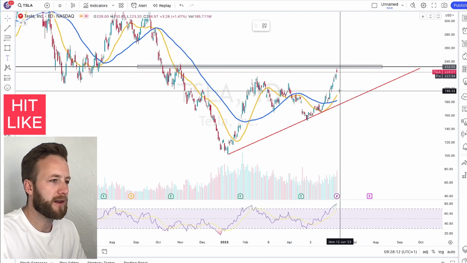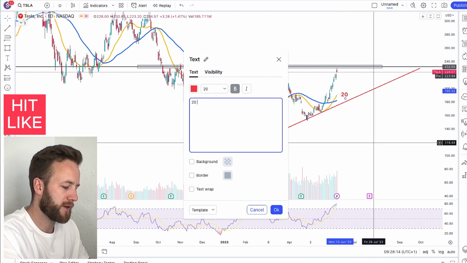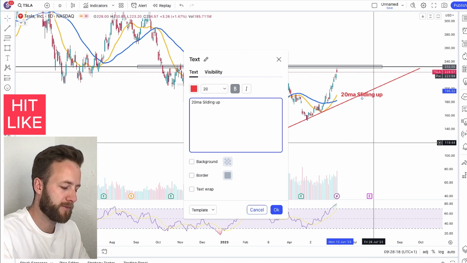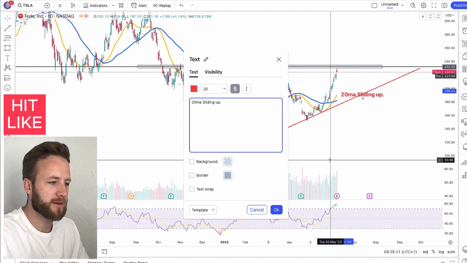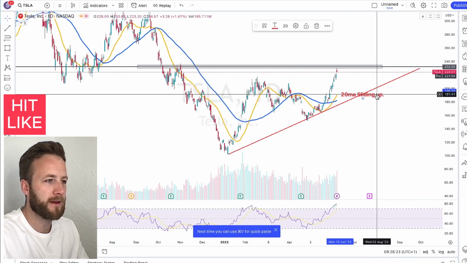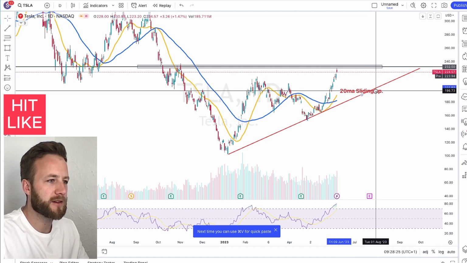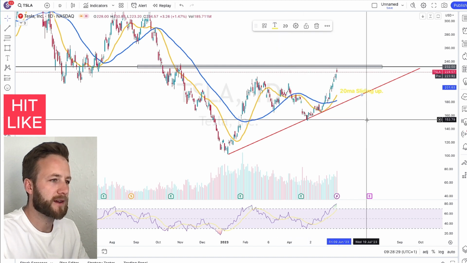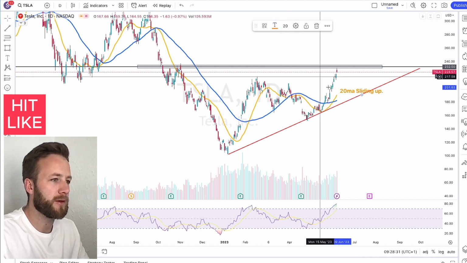So let's go ahead and add a little bit of text: 20 moving average sliding up. I've got a thing for full stops, I don't know why. Anyway, 20 moving average sliding up, which is the yellow line. Maybe I should colour that yellow, just so it makes it clearer for you. Bloody hell, not that one. Maybe orange. We'll do orange.